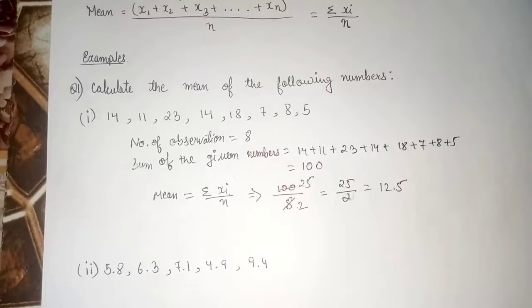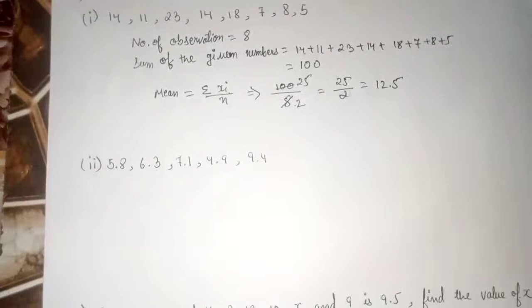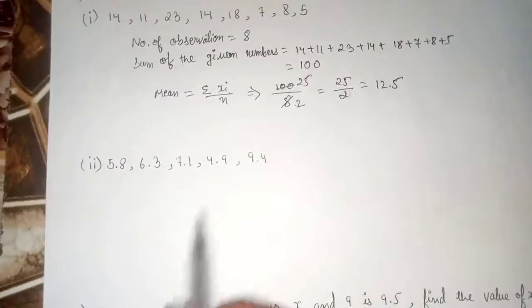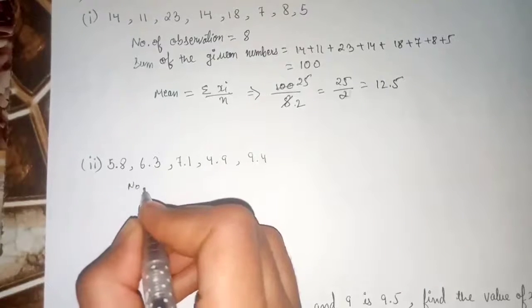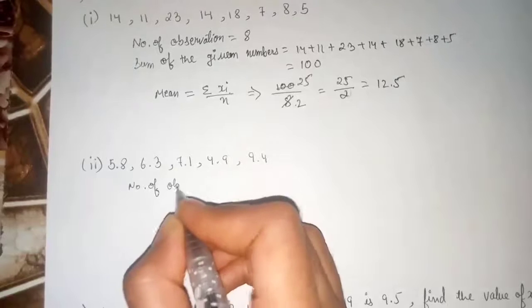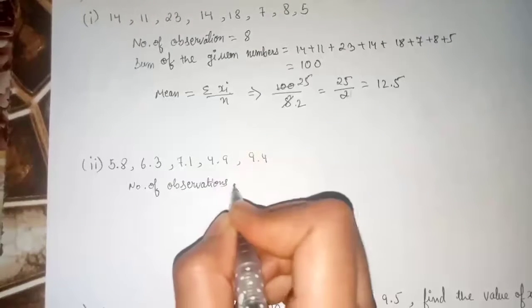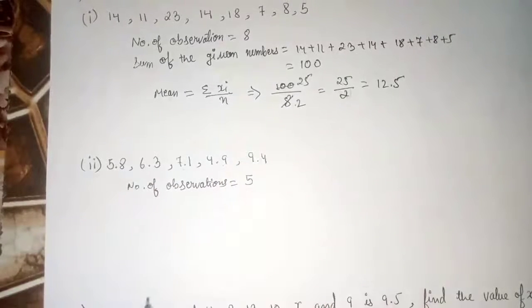Okay, so let's do the next one. Our next question is 5.8, 6.3, 7.1, 4.9 and 9.4. So we have to take out the mean for these numbers. So how to take this out? First of all we will see the number of observations. How many observations are there? 1, 2, 3, 4, 5. So we will write here 5.